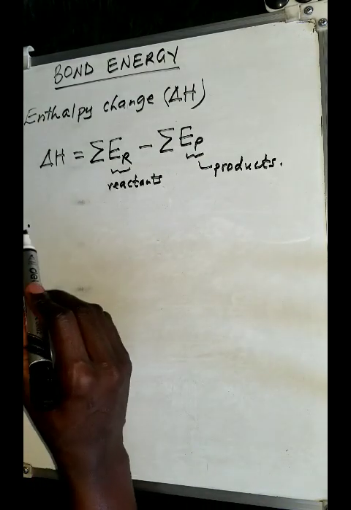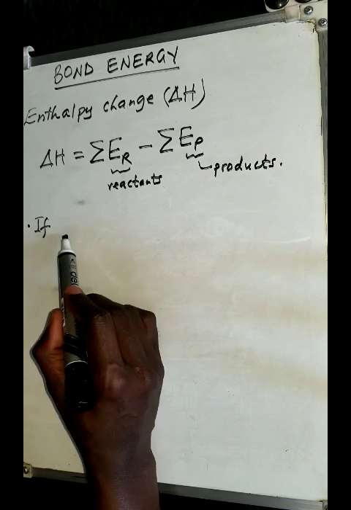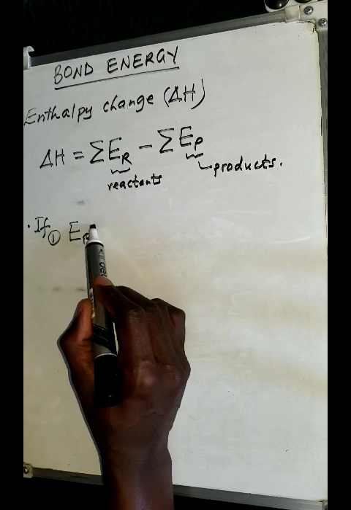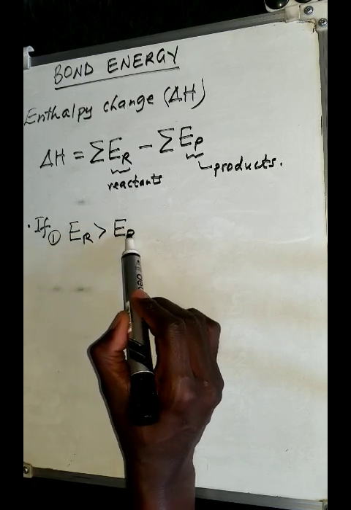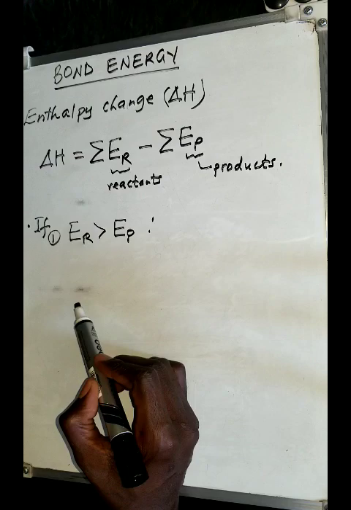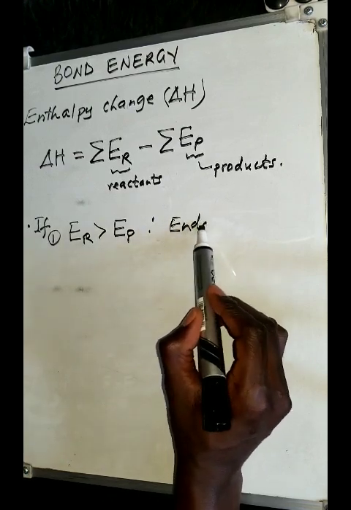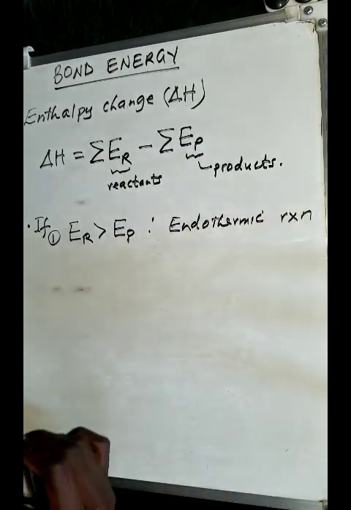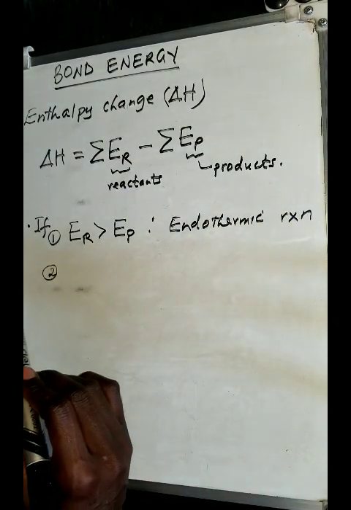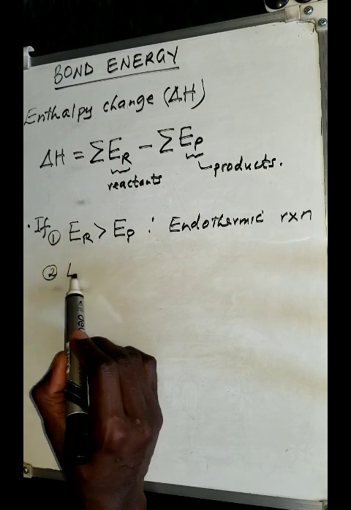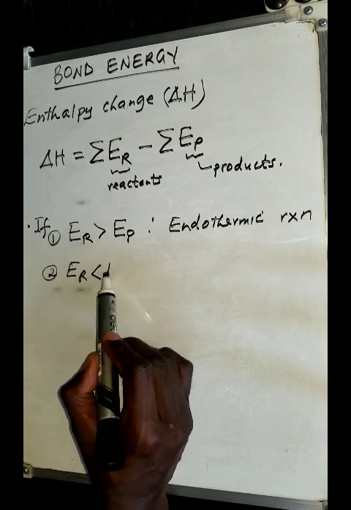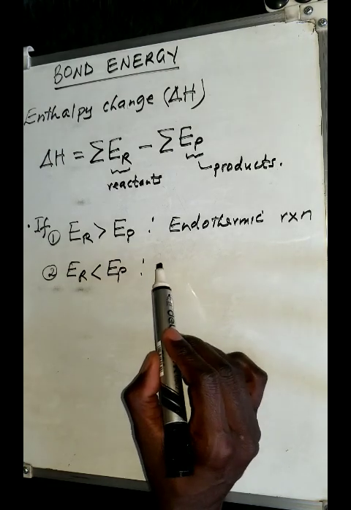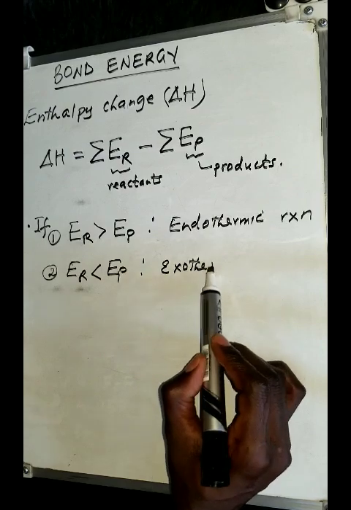And according to what I said in my previous video, if the energy, let me call that one as 1, if the energy of the reactants is greater than the energy of the products, then what will be your conclusion? Well, such a reaction is an endothermic reaction. The second one is that when the energy of the reactant is less than the energy of the product, then your conclusion is that such a reaction is simply an exothermic reaction.